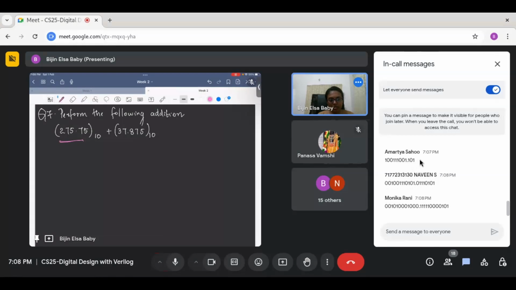100,111,00.101. This is the correct answer. So find out the decimal equivalent of this value. The other answers are wrong. This is the final answer of the binary addition: 100,111,001.101. Find the decimal equivalent of this binary value.